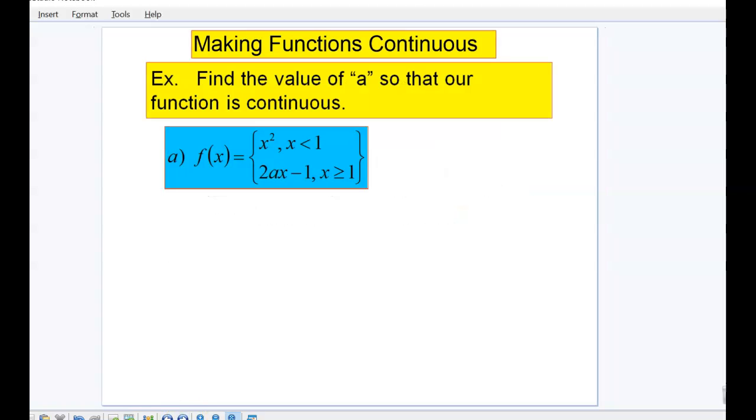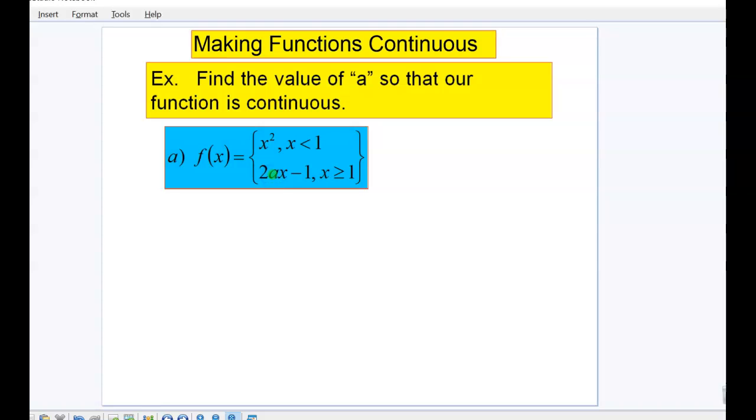Okay, we're going to look at how we can make functions continuous. We're given the following piecewise function: x squared when x is less than 1, 2ax minus 1 when x is greater than 1, and we want to find the value of a so that the function is continuous. So we are looking for this missing constant.